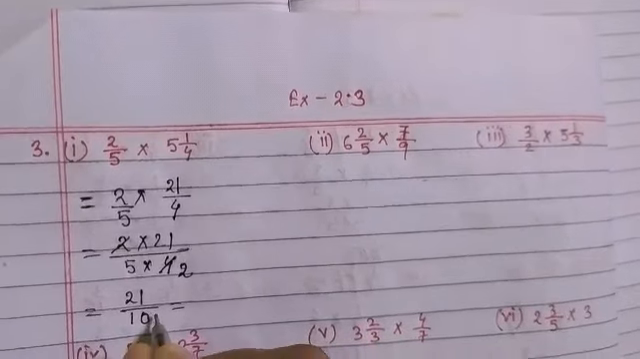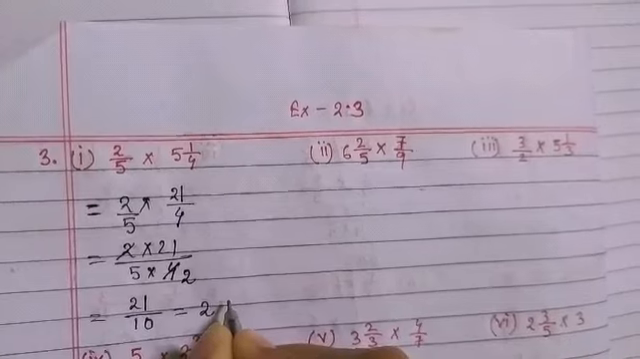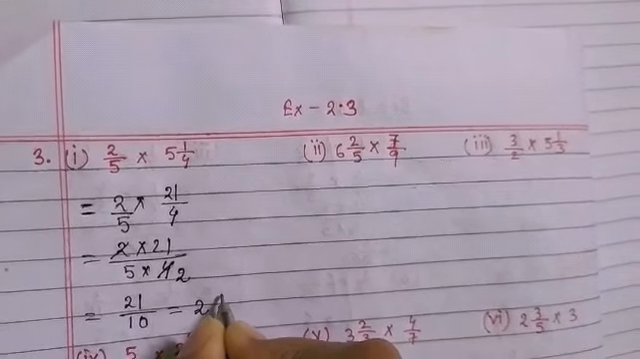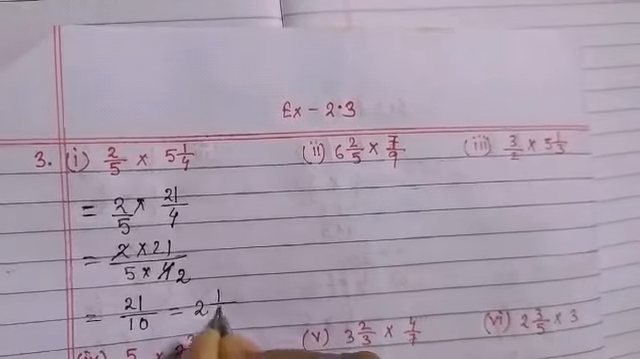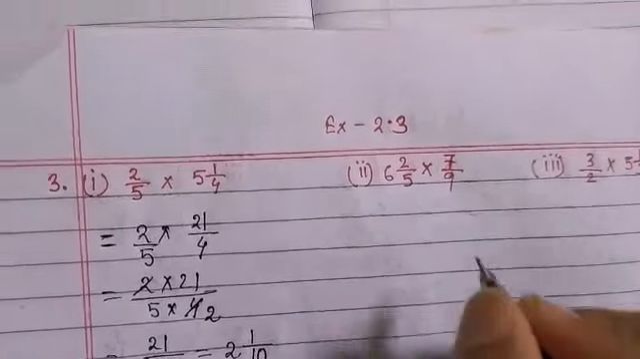It should be converted into a mixed fraction. 10 2s are 20. Then from 21, 20 is subtracted. Then we get 1 by 10. 2 whole 1 by 10. Then the second one.